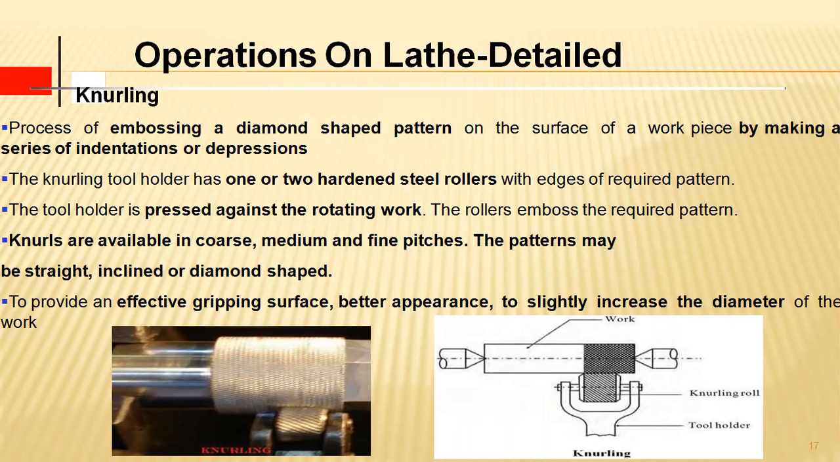So what is meant by knurling? It is the process of embossing a diamond shaped pattern over the surface of the workpiece, maintaining a series of indentations or depressions over the part. So this is the situation. This is the tool holder, which is holding the tool, and this is the knurling tool, which is progressed over the material fixed between the centers. And this is the image representation where the operating conditions come into that particular position.